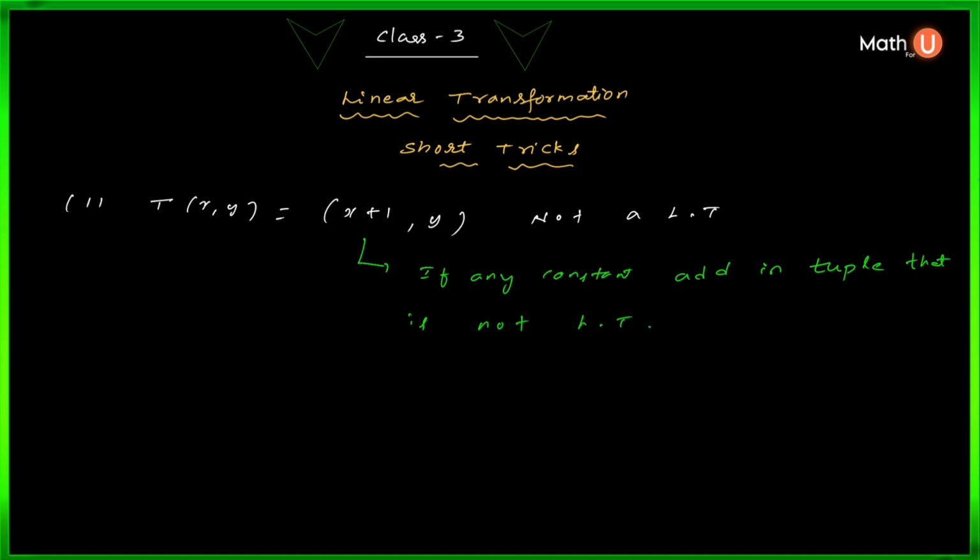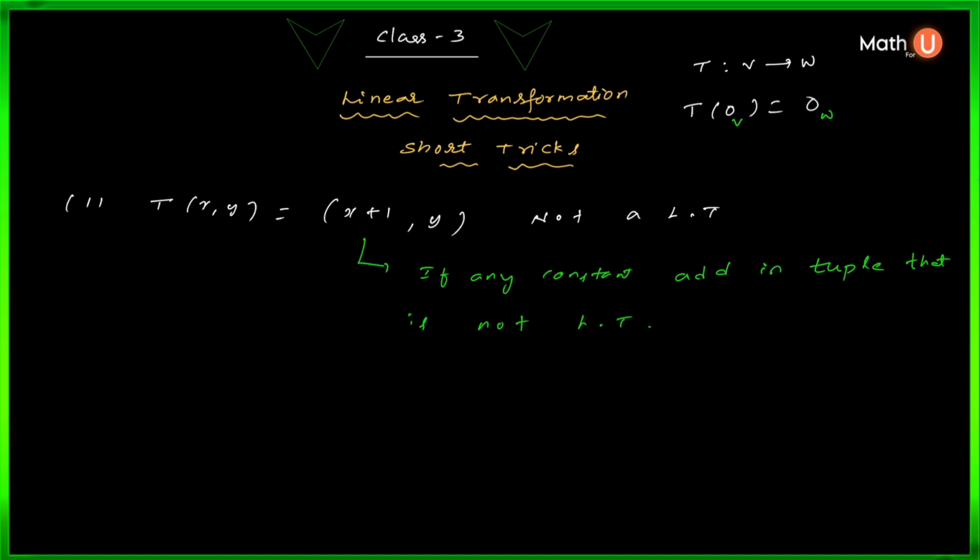We can prove by using the necessary condition also. Then what is the necessary condition? If the transformation is a mapping from V to W, the necessary condition is T of 0 equal to 0. This 0 element belongs to the vector space V, and this 0 element belongs to the vector space W. After checking the necessary condition, we can apply the property or definition of linear transformation.